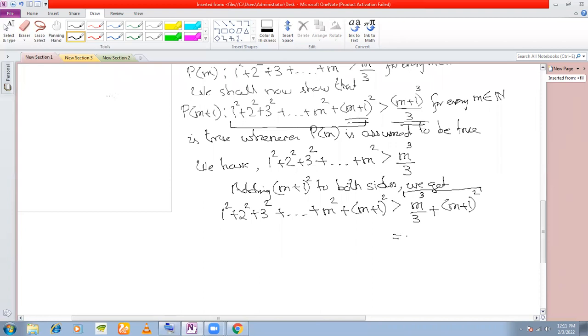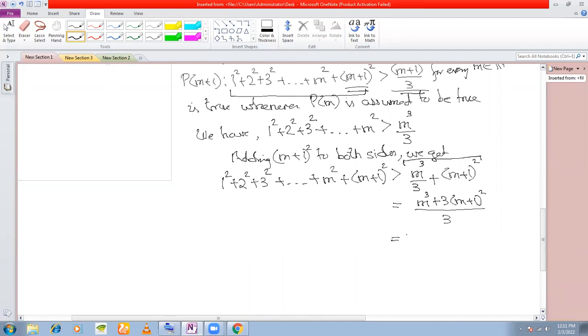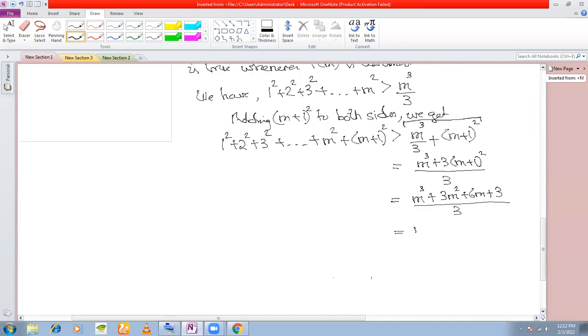What is this quantity equal to? If you take the LCM here, you get m cube plus thrice m plus 1 square, right? Which is equal to m cube plus, if you expand this, 3m square plus 6m plus 3, divided by 3, right? This cannot be simplified any further. So we are getting m cube plus 3m square plus 6m plus 3.